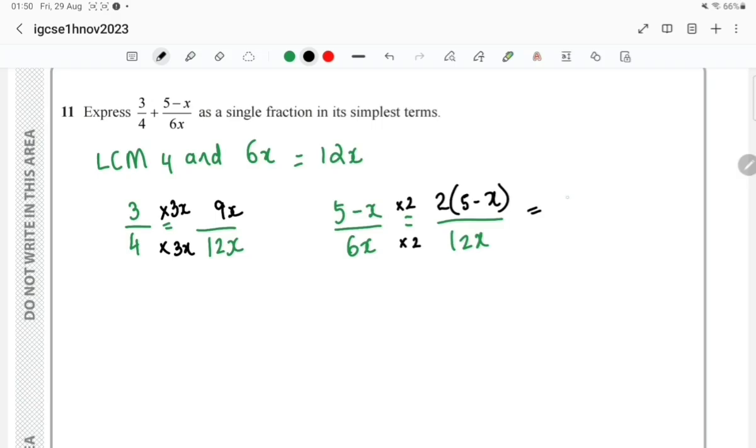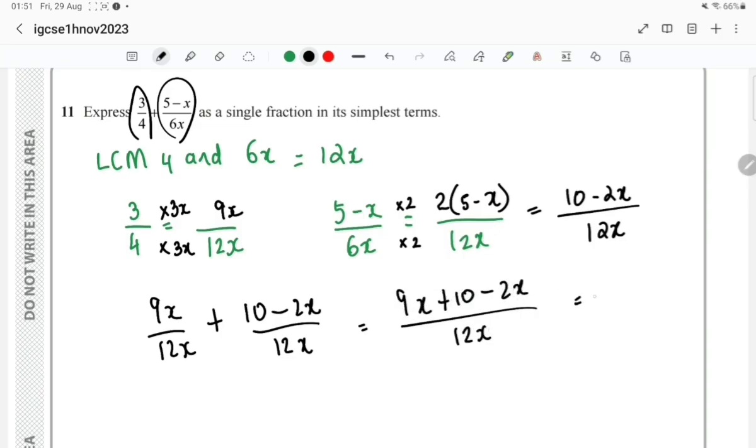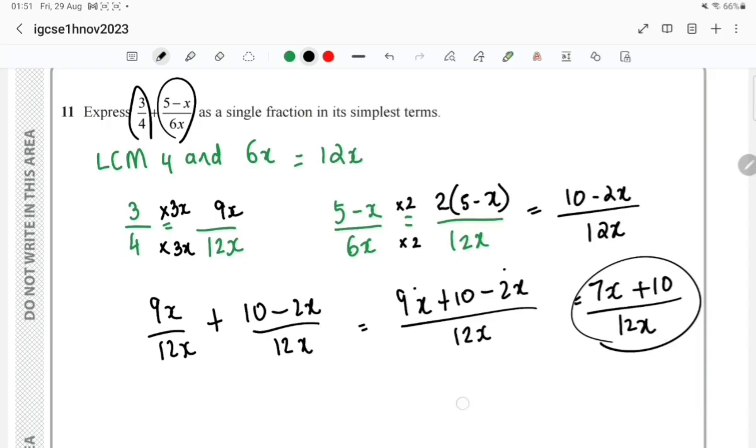I can simplify the numerator, which would be 10 minus 2x divided by 12x. Now let's add them both, right? So 3/4 became 9x over 12x, and this part became 10 minus 2x over 12x. So put them both on the same denominator, which will be 9x plus 10 minus 2x. So 9x minus 2x becomes 7x, plus 10, divided by 12x, and this is my answer.